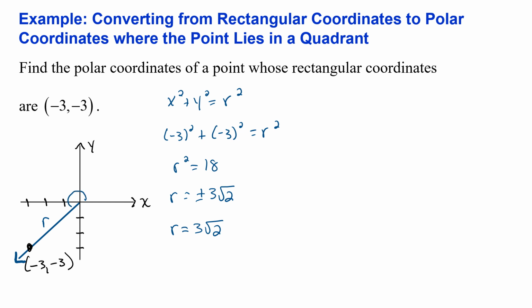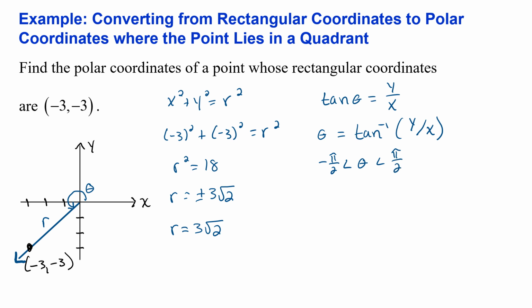So for step 3, let's determine the value of theta. Now, to accomplish this, we will use the relationship that tangent of theta equals y divided by x. And solving for theta, we write this as theta equals inverse tangent of the quantity y divided by x. Now recall by definition that inverse tangent is defined for -pi/2 less than theta less than pi over 2. For our values of x equals -3 and y equals -3, we will have theta equals inverse tangent of 1, which equals pi over 4.